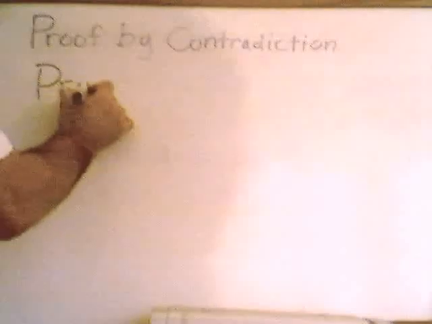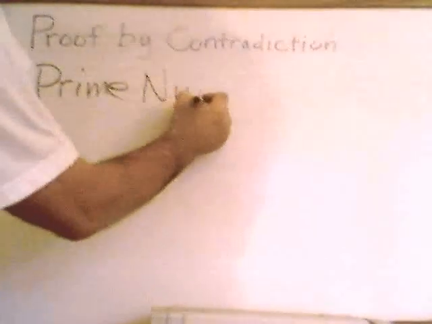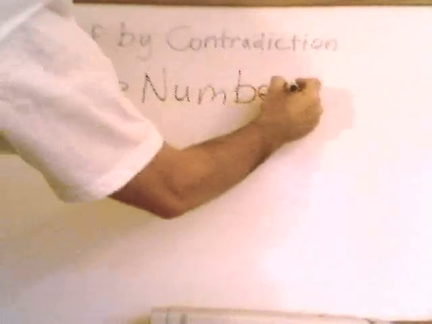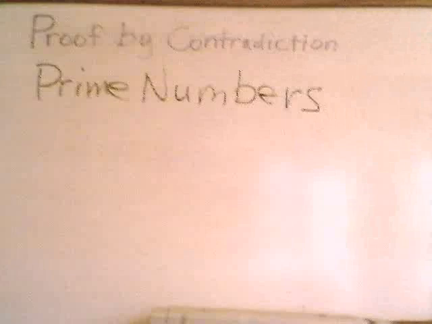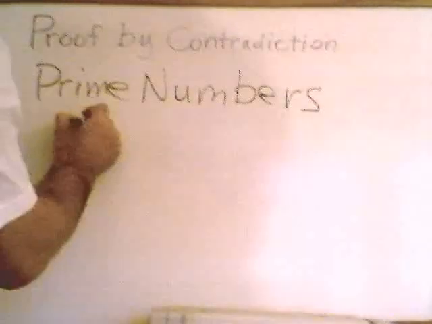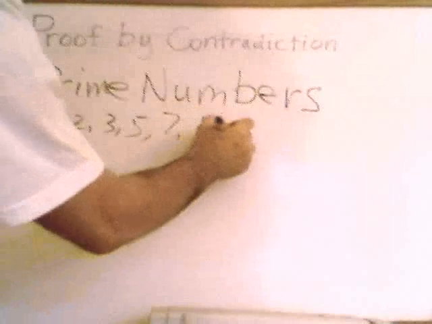So what we want to look at is our prime numbers. Okay, hopefully if you've had a little education, you remember the prime numbers are the whole numbers which are divisible only by themselves and 1. So that's 2, 3, 5, 7, 13, and so on.